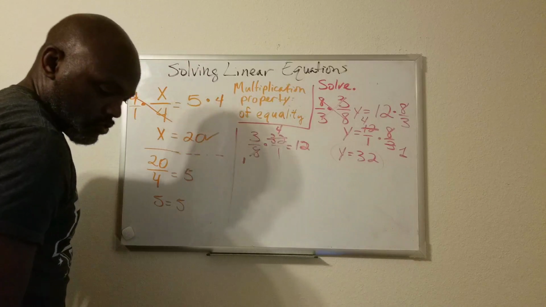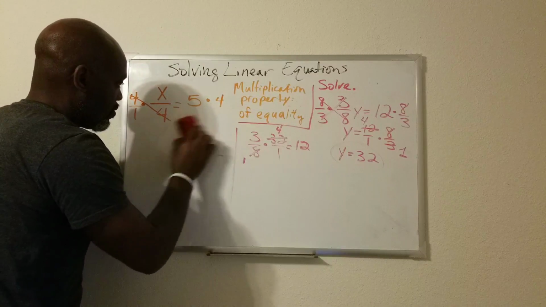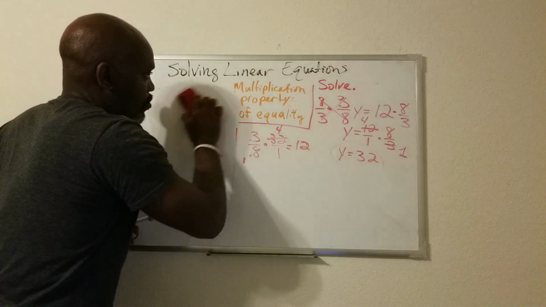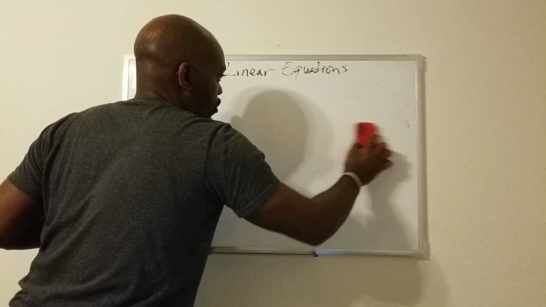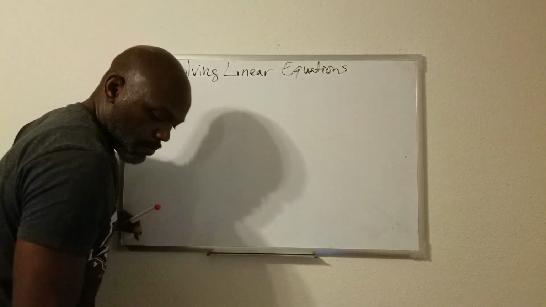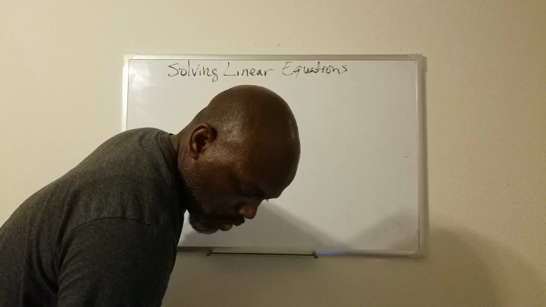Then we move on to a little more extensive of a problem. It's going to combine multiplication property of equality and addition property of equality, and I'll kind of just walk you through that.